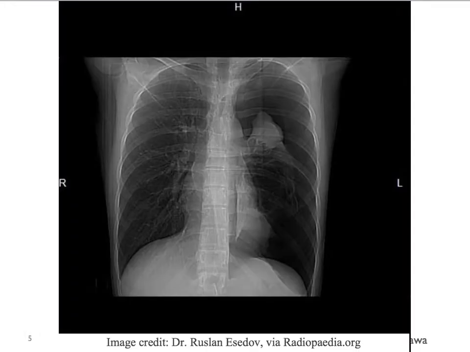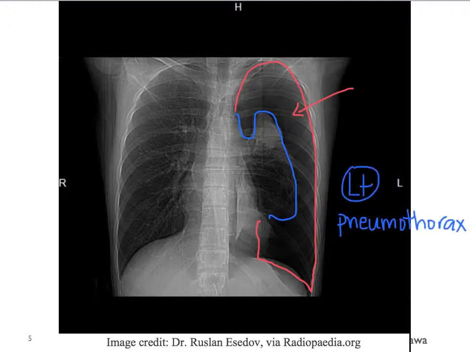Let's start with the chest X-ray. Remember, our goal here is to exclude other diagnoses. What do you think of this chest X-ray? The patient was complaining of left-sided chest pain. Do you see any abnormality on the chest X-ray? You can see here the lung is only partially inflated, and this area looks much darker than the other side. What is this diagnosis? This is a left-sided pneumothorax.